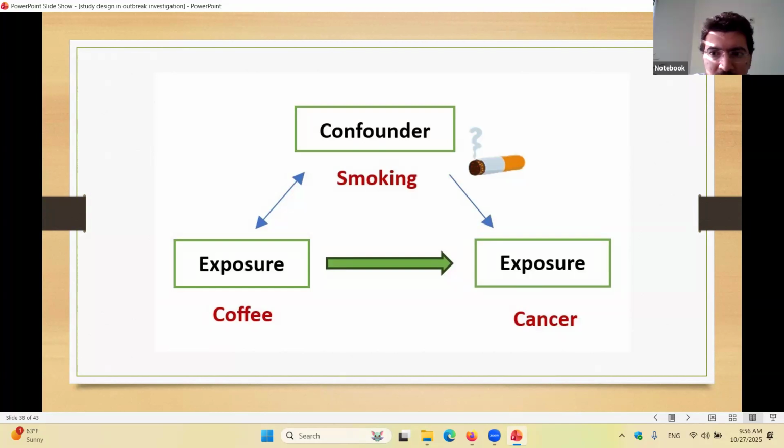For example, in the association of coffee and cancer, smoking is a confounder because smoking is a common cause for both coffee and cancer. Smoking is a known reason for cancer, and smoking also is associated with coffee use.